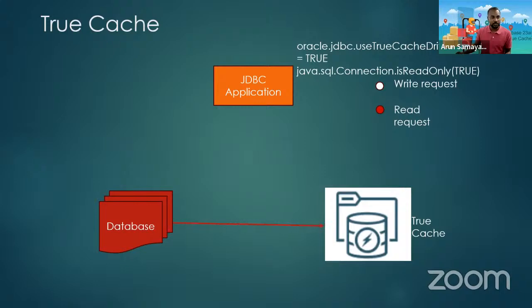In addition, as part of the session, we will also enable java.sql.Connection read-only equal to true. What this tells the application to do is connect to the TrueCache instance as read-only. The JDBC application sends a read request to the TrueCache to read all of the cached data.